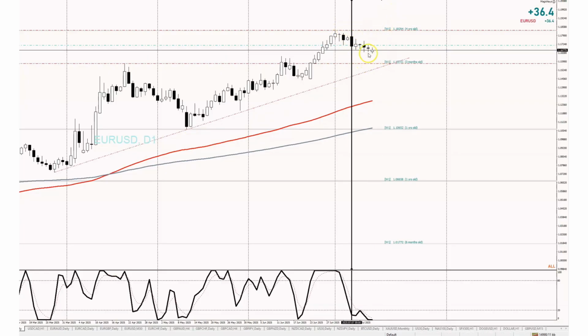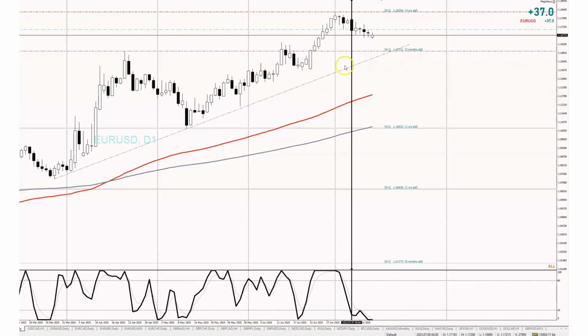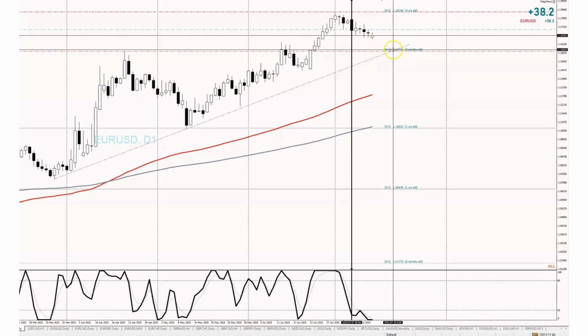Now, does it have to come all the way down to this support level? No, it doesn't. It does not have to come all the way down. Price may turn around and reverse right where it's at right now. But based on what we've seen in the past and the way we know the market moves, it's more likely that price is going to come down to this support level, find support where the buyers are willing to go back into the market and continue to buy the euro versus the USD.